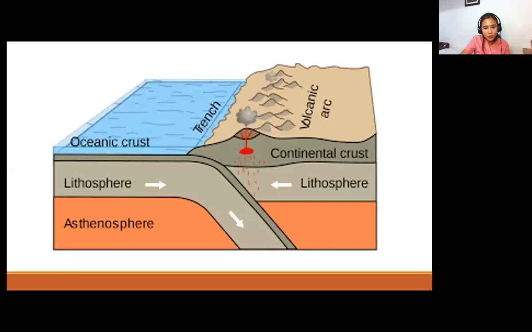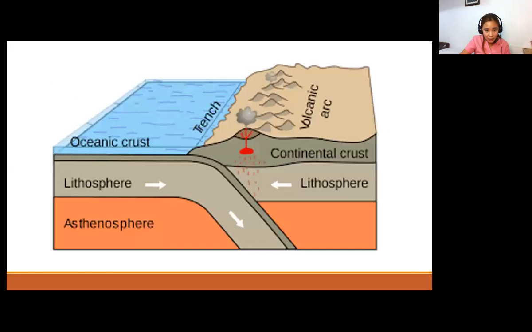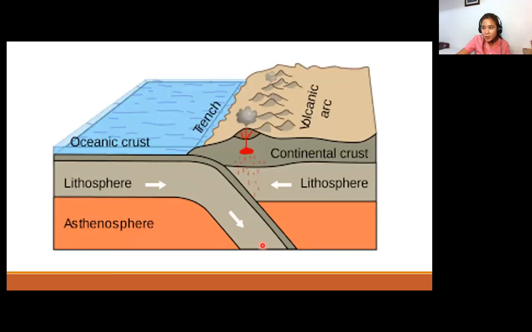Ibig sabihin, siya yung denser, di ba? Meron tayo dito, the plate which is denser will sink. So this plate is denser than this plate. Ayan, etong pababa. Okay. This plate, let me have this laser. This plate is denser than the other plate. So as we said a while ago, mas mabigat siya, and then what will happen to the less dense?